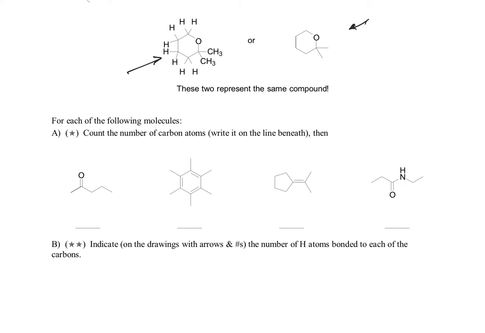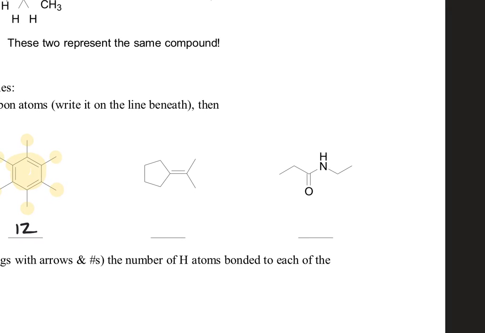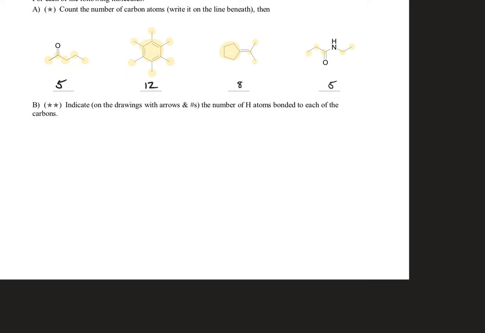For each of the following molecules, A, count the number of carbon atoms and write it on the line beneath. 1, 2, 3, 4, 5. There's 6, because that's a hexagon, 7, 8, 9, 10, 11, 12. This is a pentagon, so 5, 6, 7, 8. 1, 2, 3, 4, 5. That was easy.